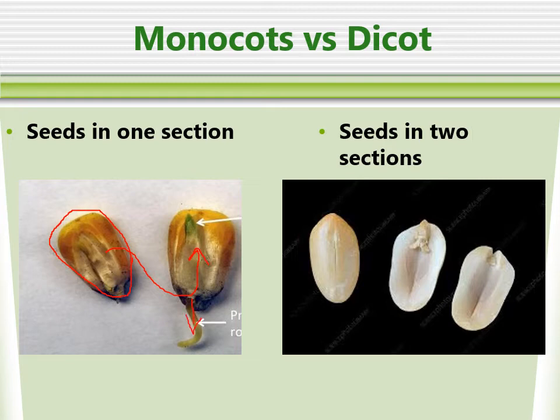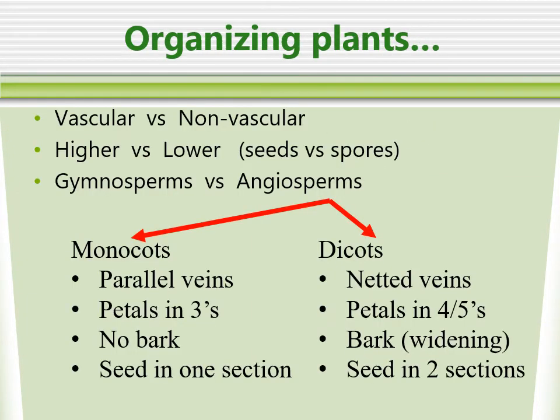And in a dicot, this peanut, I don't know if you can see how there's a crack. Next time you open a peanut, take a look. I'm sure you've all seen it. There are two halves, and if you split them, you end up with two sections: dicotyledon, dicot. Okay, so monocots have one cotyledon, dicots have two cotyledons. So separating angiosperms, we have the veins, we have the petals, we have bark, we have the seed structure.